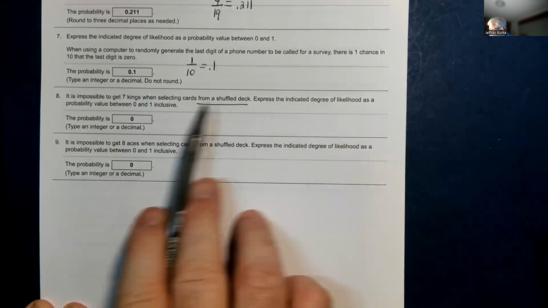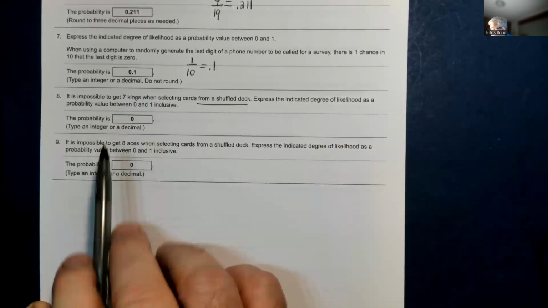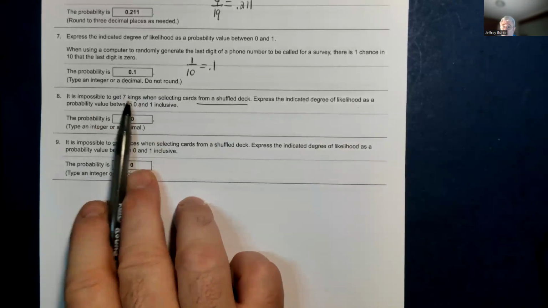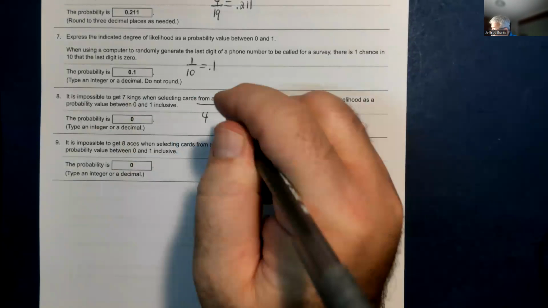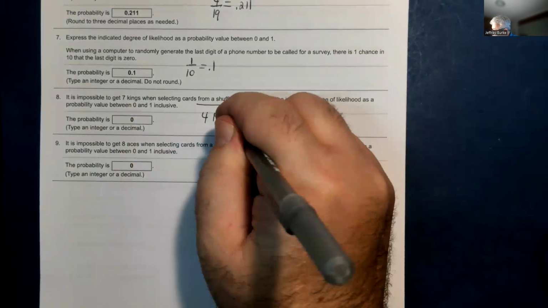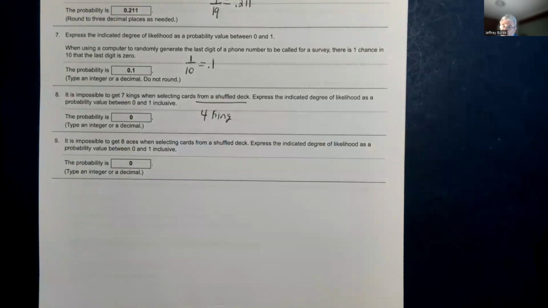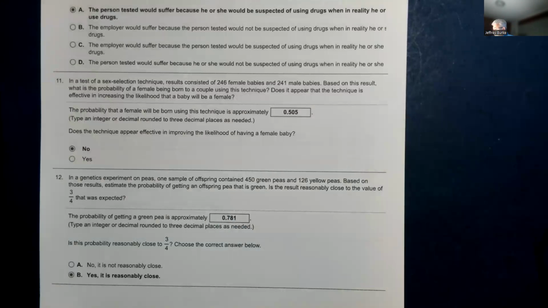Express the indicated degree of likelihood as a probability value between 0 and 1. Hopefully most people know that the most kings that there are in a deck of cards is 4. So if you're playing with one deck of cards, the probability of getting 7 kings is impossible because there's only 4 to pick from. So you just write the probability as 0, and that's it. Okay. So that's going to be that.